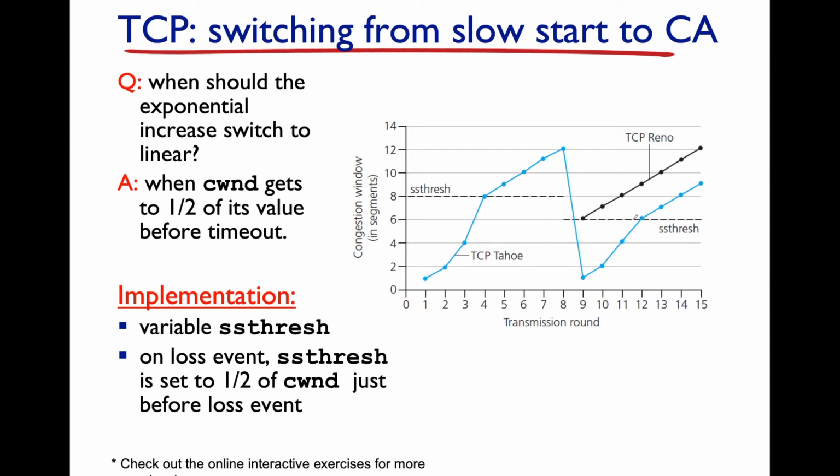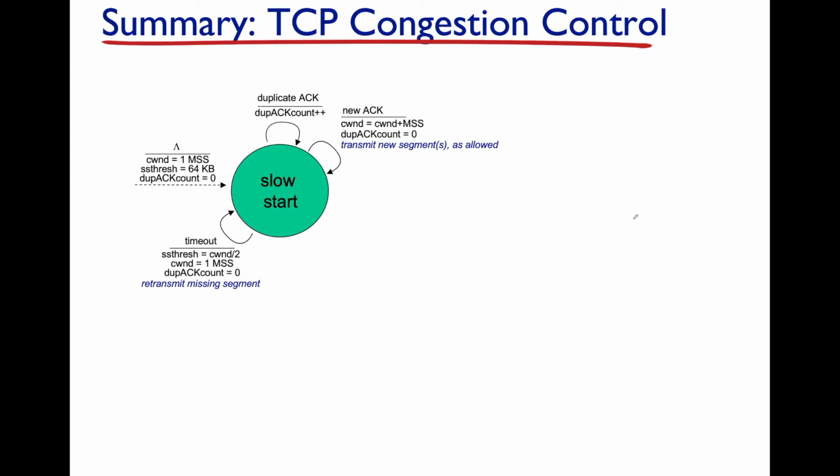Okay, so let's look at a finite state machine that describes congestion control for the TCP sender window behavior. We start out here in what's called slow start. We have our congestion window set to 1 MSS, our slow start threshold, and our duplicate ACK count. If we get a timeout, we cut the slow start threshold in half, and then we start from scratch at 1 MSS, and we set our duplicate ACK count back to 0. If we get a duplicate ACK, we keep incrementing our ACK count.